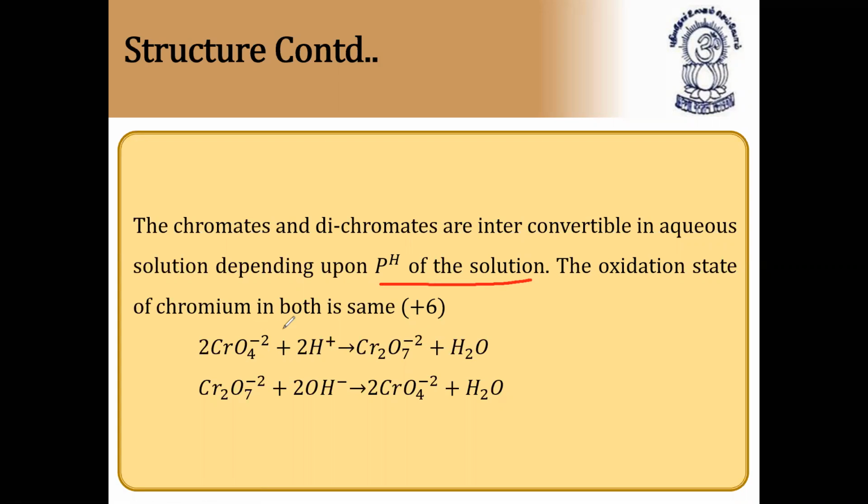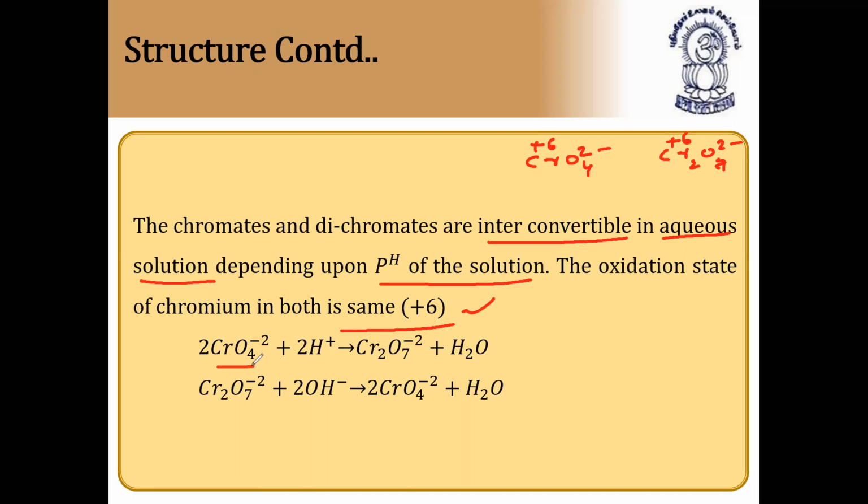The oxidation state of chromium in both is +6 only. Very, very important, because in CrO4 2 minus it is +6, and in Cr2O7 2 minus it is also +6. So in both, the oxidation state of chromium is +6 only. That's why they are interconvertible in aqueous solutions depending upon the pH, because the oxidation state of chromium in both is the same.